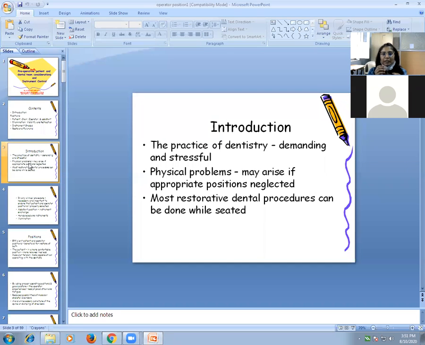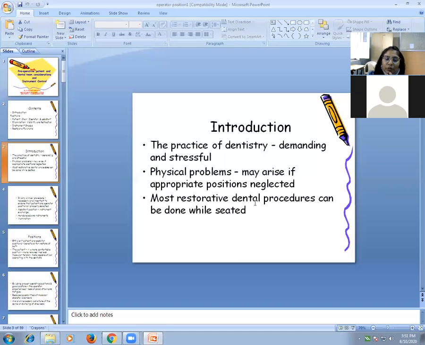So the practice of dentistry is very demanding and stressful. We all know we have to work in a very compromised and small area with a lot of concentration. So physical problems may arise of the neck, back, and lower back, or shoulders, wrist, etc. If inappropriate positions are taken, or if they are continued for a longer period of time, then the dentist might suffer from various musculoskeletal diseases.